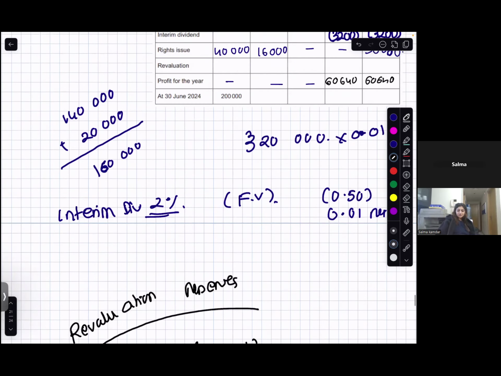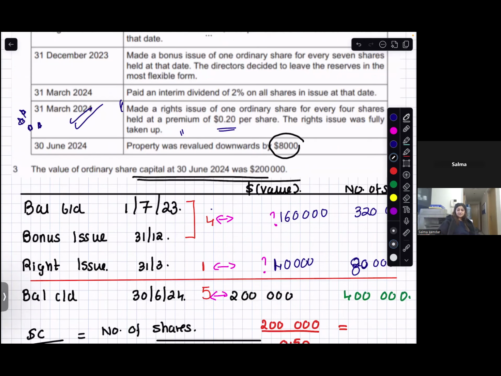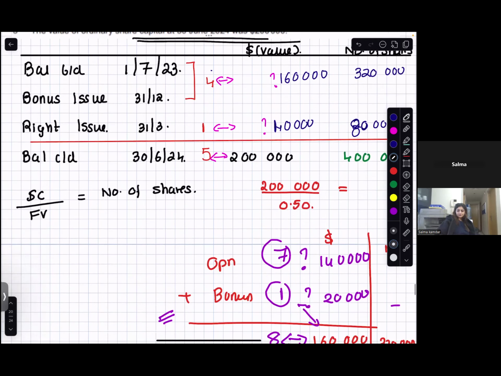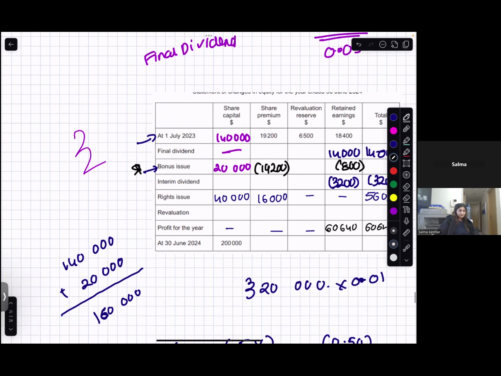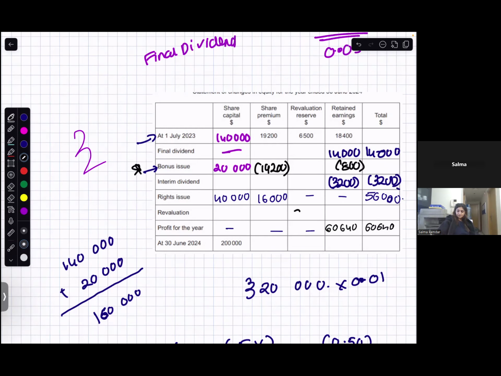So now your question is saying property was revalued downwards by 8,000. What will you do? Okay. This part that you get over here will be what? This part that you get over here will be your shareholders' funds, that is 275,540.